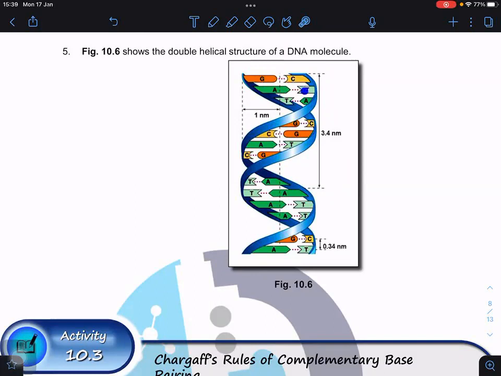C and T, they are pyrimidines. G and A, they are purines. So always purine with pyrimidine. So every turn, okay, you have 10. 1, 2, 3, 4, 5, 6, 7, 8, 9, 10. Two are hidden here. So a total of 10 make a turn.